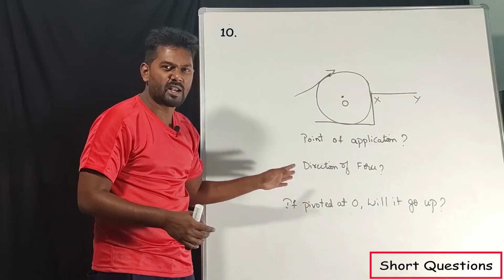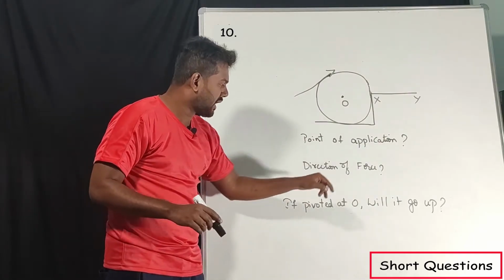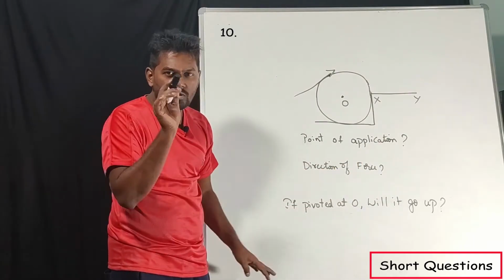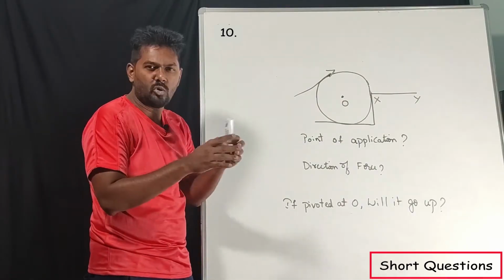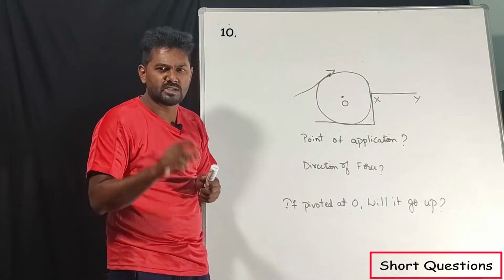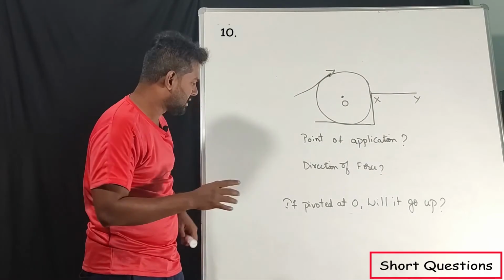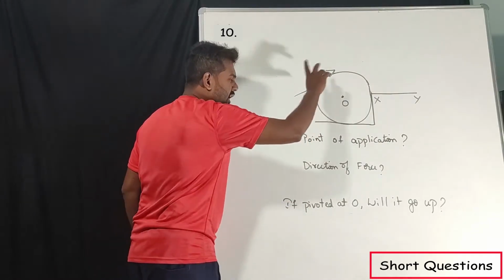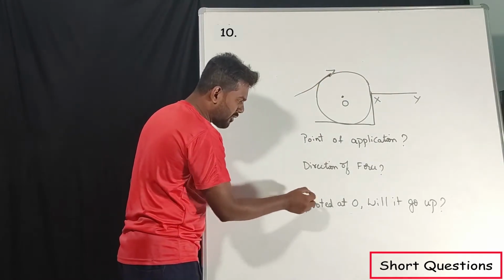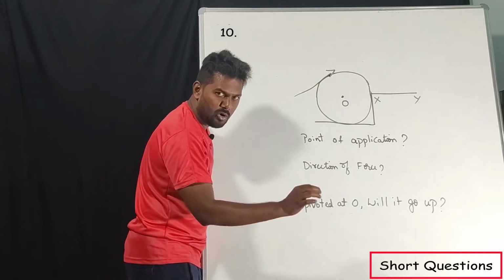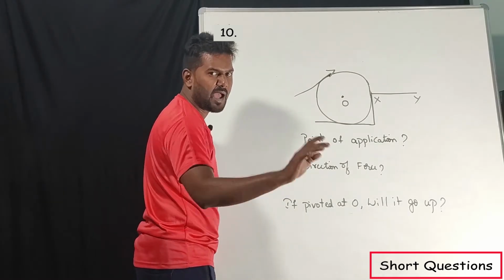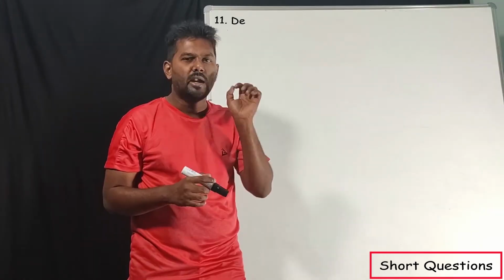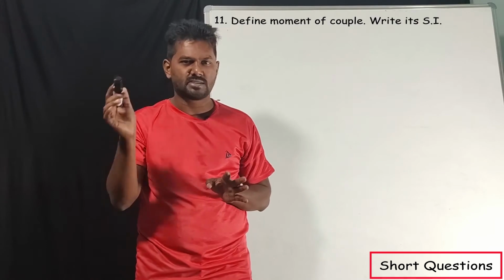That depends upon the direction of force. If pivoted at O, will it go up? You should write the precise answer. Don't explain many things in physics, just write the precise answer. If pivoted, it will not go up, it will rotate. If pivoted at O, will it go up? No, it will not go up. That should be your answer. That's it.